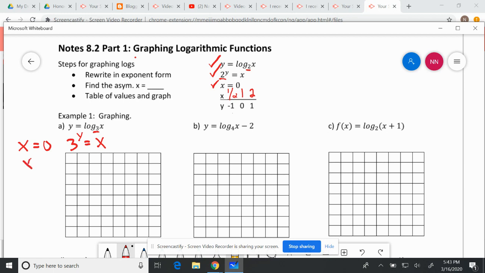We're going to come up with our table of values, and with our table of values, our y value is our independent variable. So we're plugging in -1, 0, and 1. When we plug in a -1, it flips, and we get 1/3. When we plug in a 0, anything to the 0 is 1. When we plug in a 1, we get a 3. So now we're going to graph this.